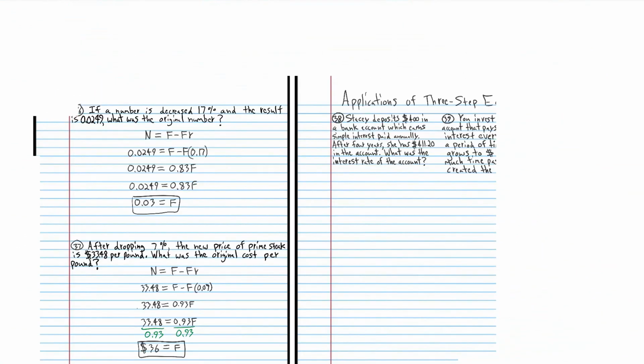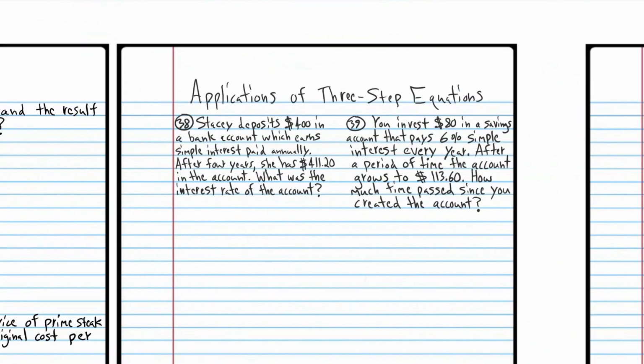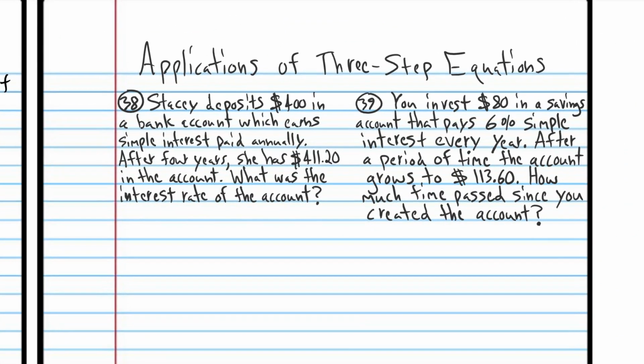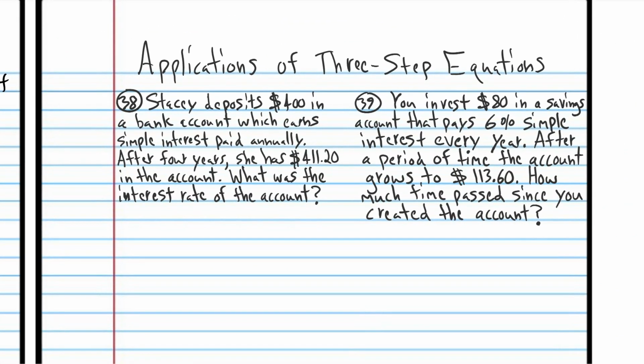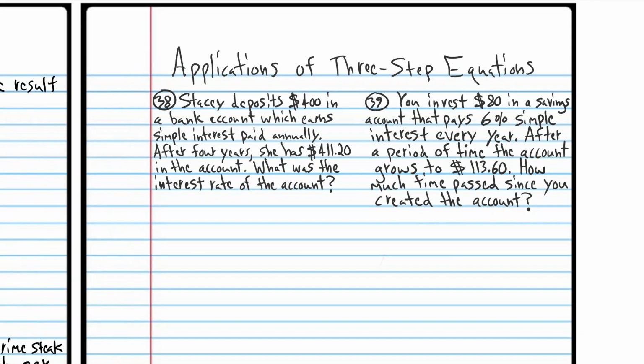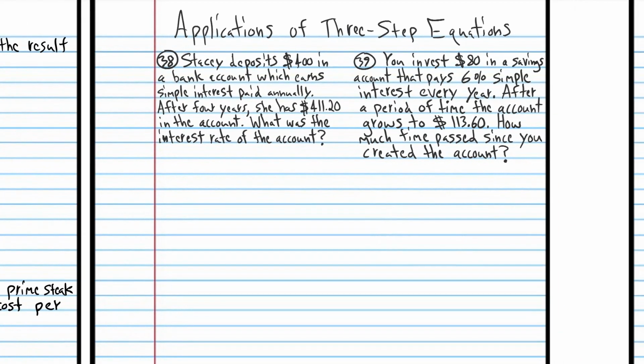All right, so now we're going to go to applications of three-step equations. So we actually did one equation that was technically a three-step. But for the three-step equations, we have simple interest formulas. Stacy deposits $400 in a bank account which earns simple interest paid annually. After 4 years, she has $411.20 in the account. What was the interest rate of the account?